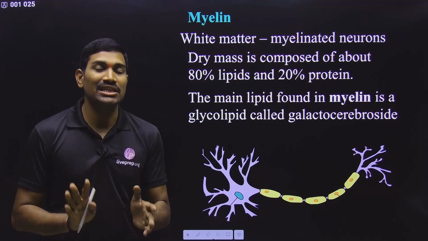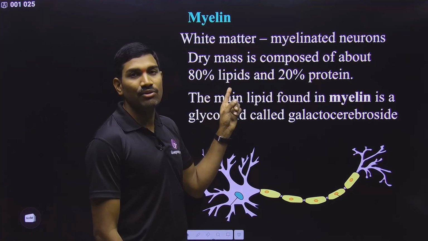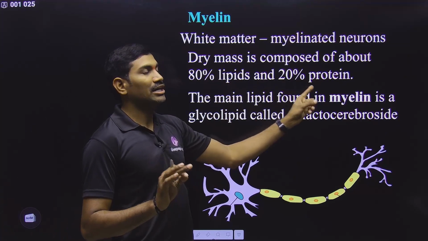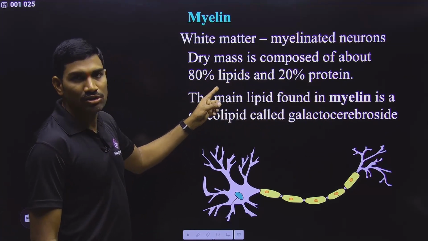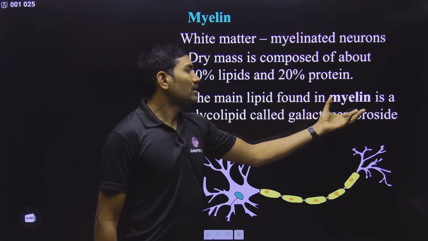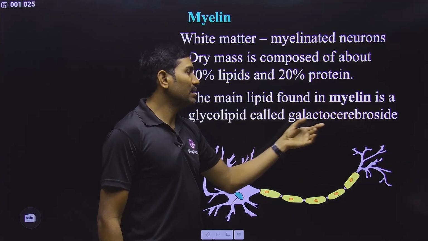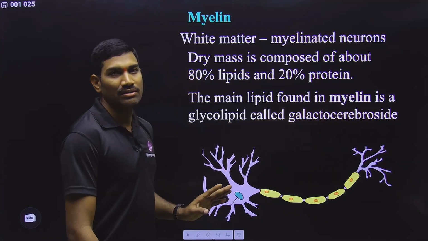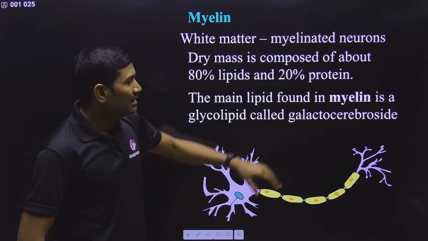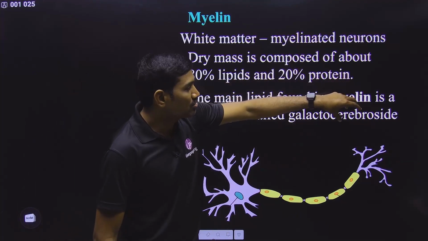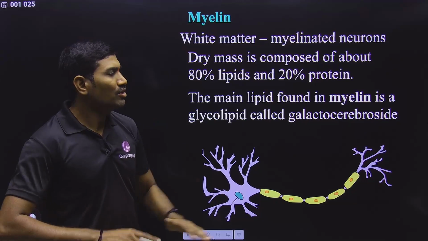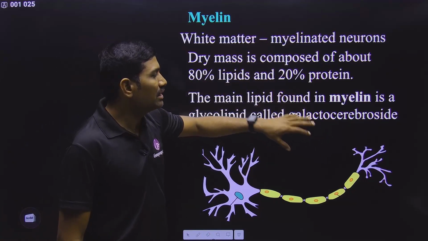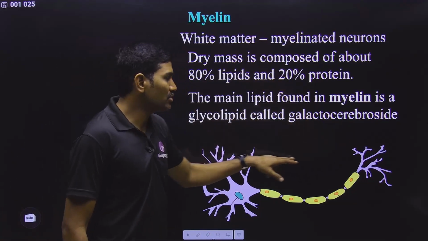And that myelin sheath, generally what is it having? 80% lipids and 20% proteins. And in that 80% lipids, the major type of lipid is galactocerebroside. So that's why generally we say that the myelin sheath is also a type of lipid molecule. Mainly it is a lipid molecule, yes or no? So this is some interlinked information. If possible, try to remember this information also.